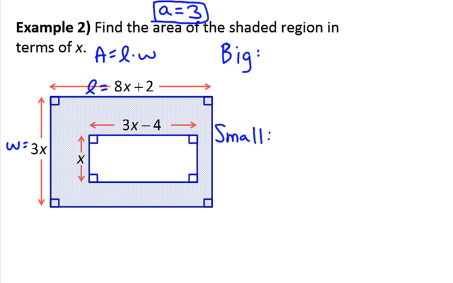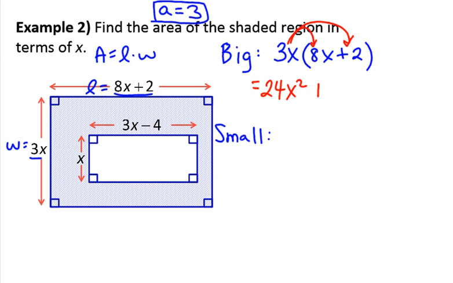Now you see that the width is 3x, which is a monomial. When I have a monomial and then over here the length is a binomial, I like to put the monomial first. So I'm going to put 3x and then times 8x plus 2. It really doesn't matter. I could put the monomial second, but this is, I think, what you normally will see. So now I'm going to multiply that monomial, so I'm going to distribute inside my parentheses, and I will get 24x squared plus 6x. So that's the area of the big piece of paper before I cut out the other rectangle. So then the small, we're going to do the same thing.